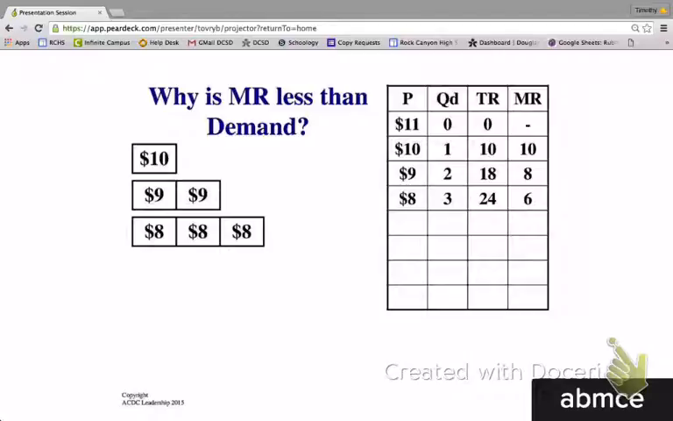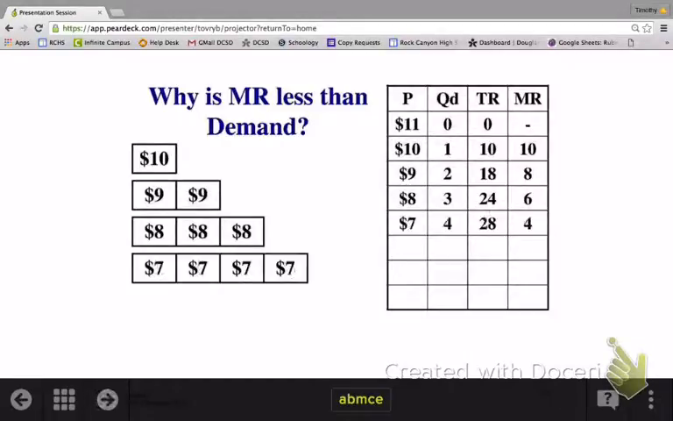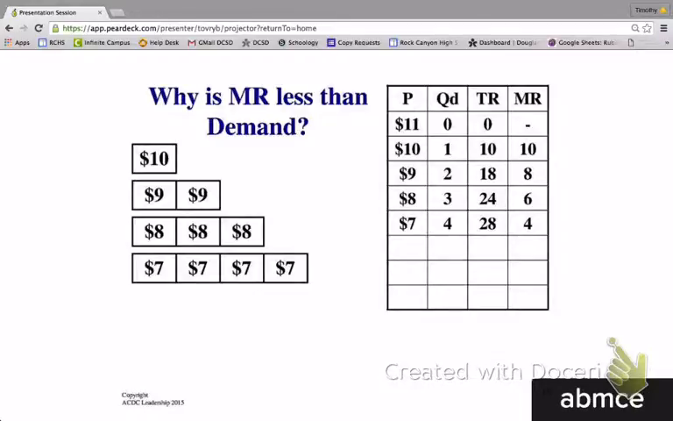So the price of the third unit sold is 8, but the marginal revenue is 6. Same thing when we sell the fourth unit. We get an additional $7 by selling it, but we lose $3 by lowering the price of the first 3 from 8 to 7. So that gives us marginal revenue of 4.